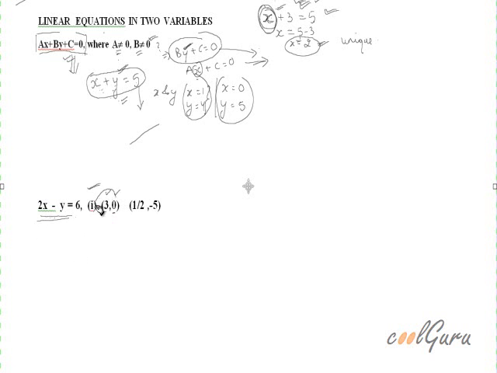We have to check whether (3, 0) is the solution or not. What we do, I'll substitute the given value of x, which is 3, minus y is 0, left hand side. What do we get? 6 minus 0, which is equal to 6, which is the right hand side of the equation. So yes, (3, 0) is the solution of the equation.